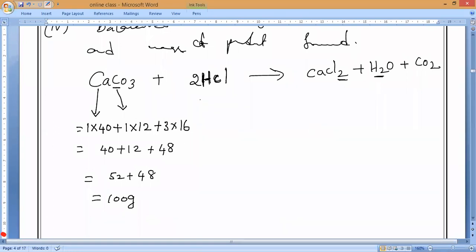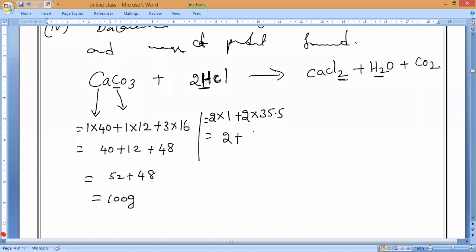How many hydrogens here? 2 hydrogens into molar atomic mass 1, plus chlorine, how many? Chlorine also 2. So 2 into 35.5, which equals 2 into 1 plus 2 into 35.5.